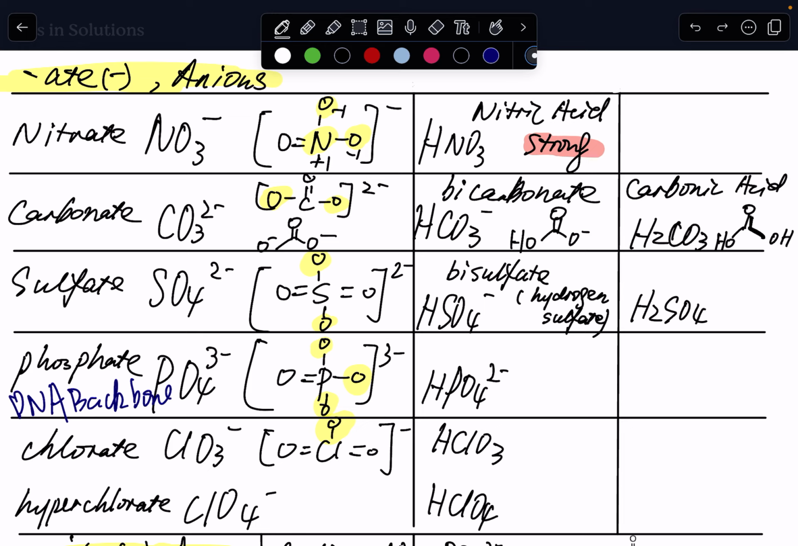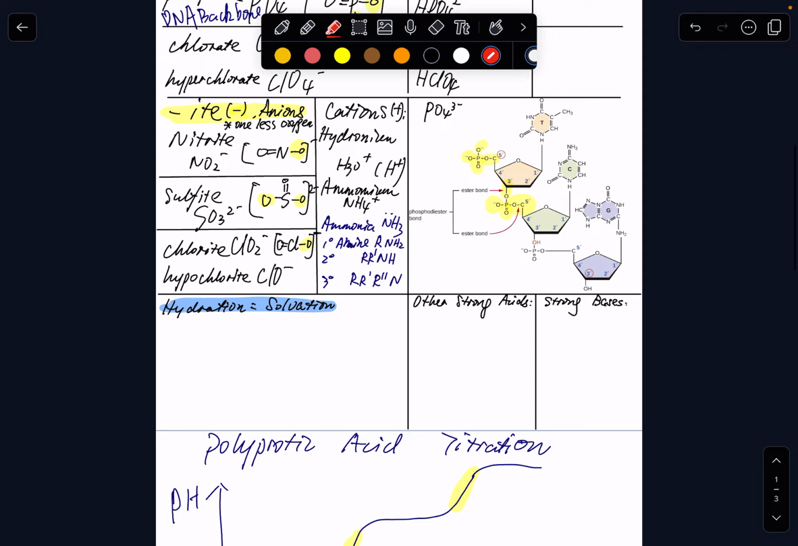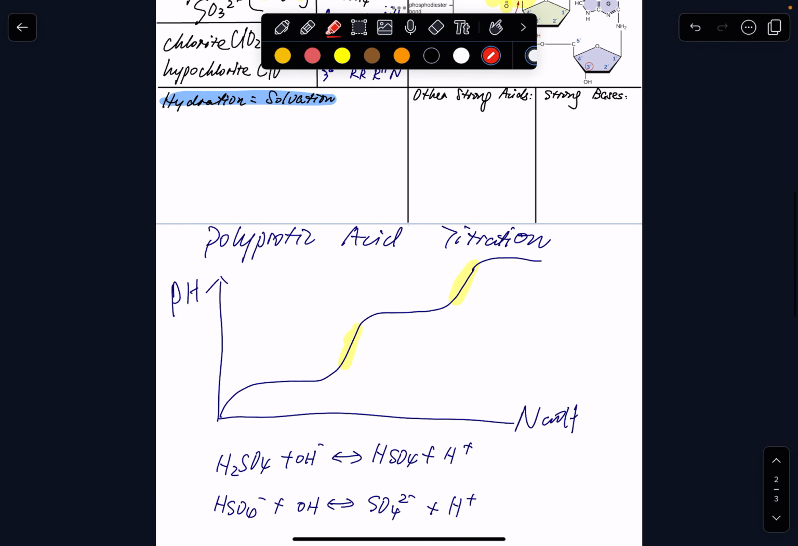Okay, this is important. Why? This is one of the most famous strong acids on the MCAT, right? Sulfuric acid. Once again, it's strong. Not only is it a strong acid, it's also a polyprotic acid, right? You see that there are 2 reactions. Reaction 1 completes here. Reaction 2, further dissociation, completes here. That's a titration curve, right? It's a polyprotic acid.